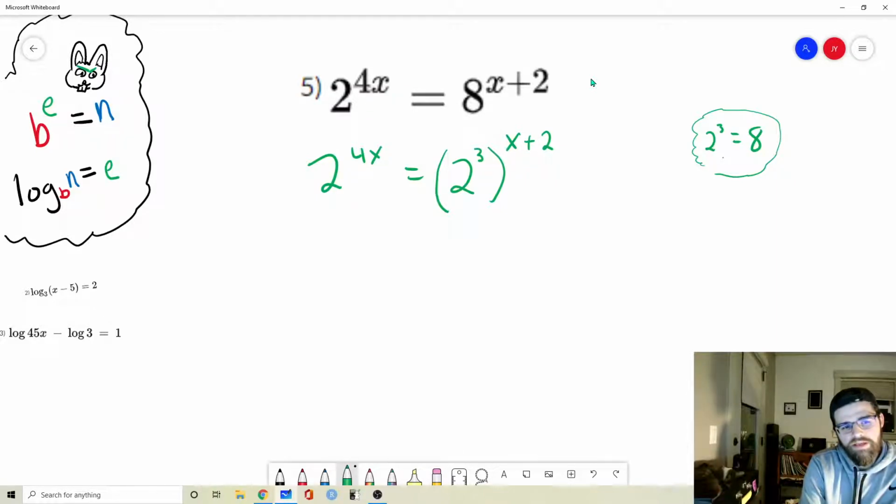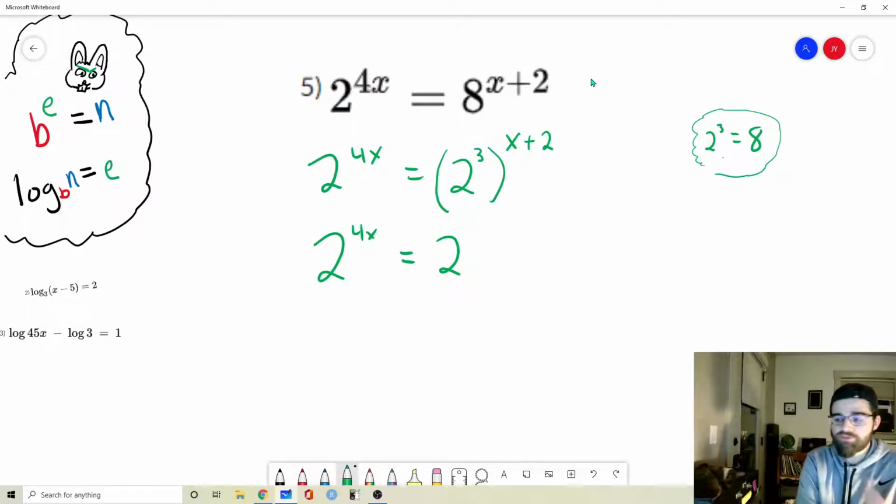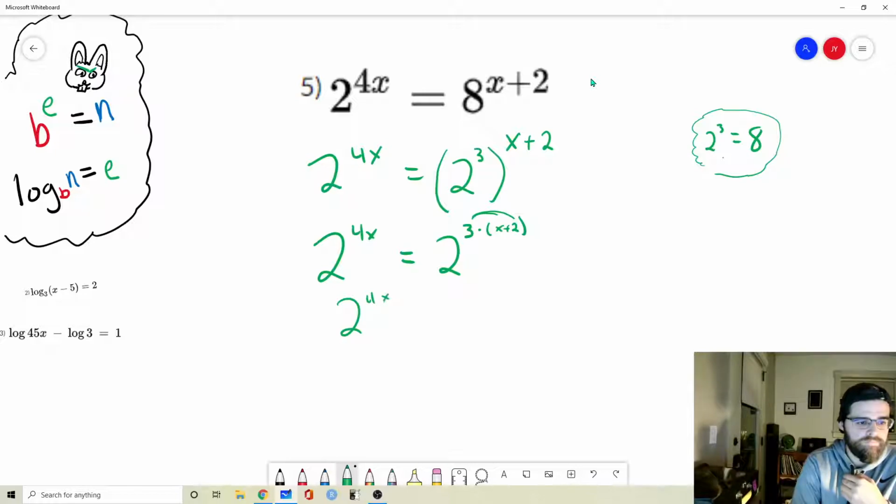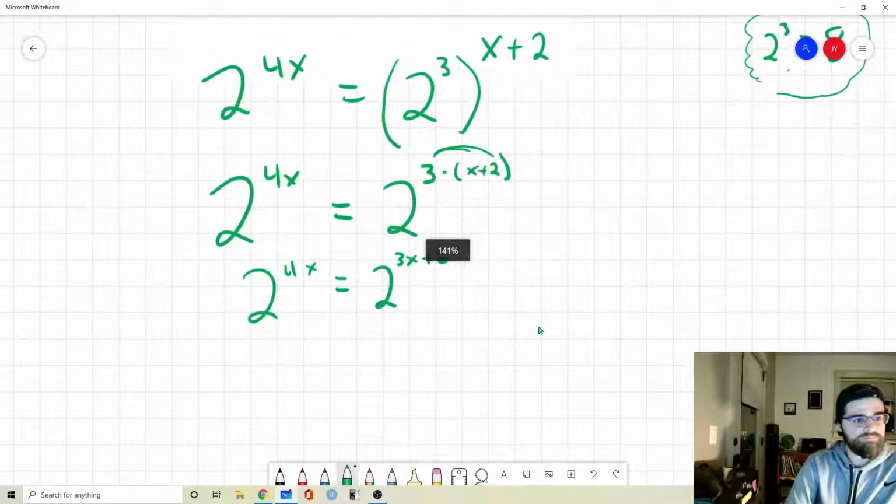All right, now we have a power raised to a power. Remember learning all those exponent properties, reviewing all that? Well, this is why. When we have a power to a power, we multiply those powers together. So we have 3 times x plus 2. It's really important you remember that it's 3 times this whole expression. So we're going to distribute that 3. Oh, that's not 3, that's 2. 3x plus 6.